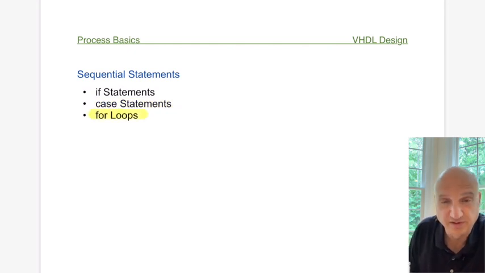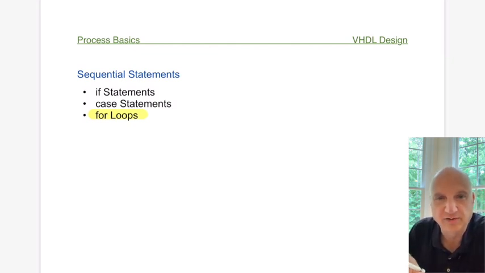And then there's obviously a for loop, which allows you to do an iterative loop through a series of algorithms. If you need to scan something 16 times, or if you're scanning all the bits of some vector, that's something you're going to be capable of doing with the for loop.